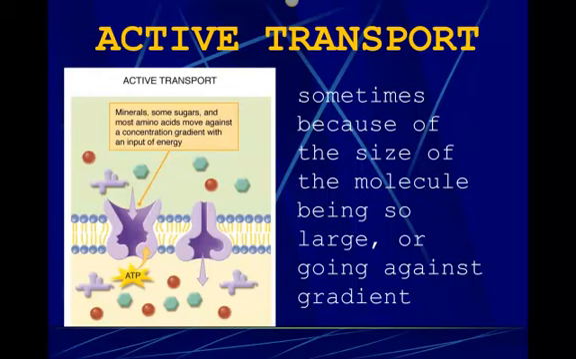If you look at the diagram there on the left, it says minerals, some sugars, and most amino acids move against a concentration gradient with an input of energy. So if you look at, let's say, the red molecules, this is on the outside of the cell, whereas inside you have 4 already. But they still need that molecule. Let's say it's sugar. So they have got to get that sugar to move into the cell even though there's more sugar in the cell than outside. So that's going against the flow. That's going against the gradient. And the ATP is the energy that is used.